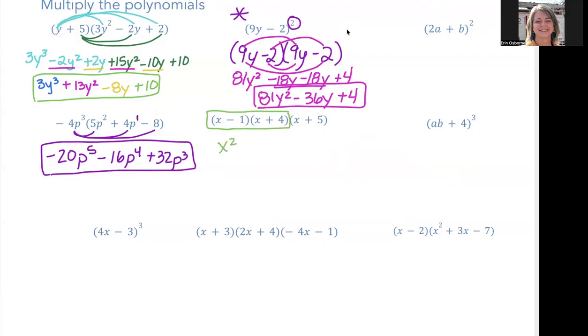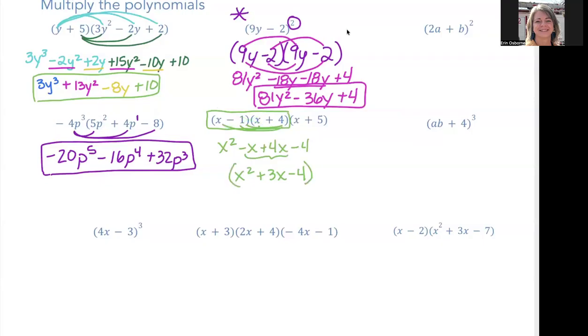We would get x squared. On the inners, we get minus x. The outers, we get plus 4x. And last times last, we get negative 4. Do simplify this by combining those like terms. X squared plus 3x minus 4 would be your new trinomial in place of those two binomials.